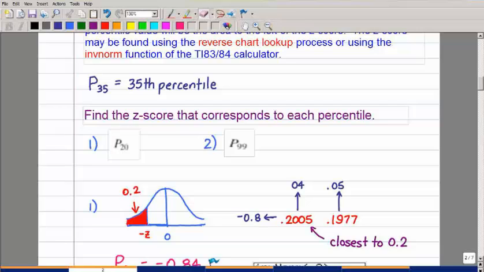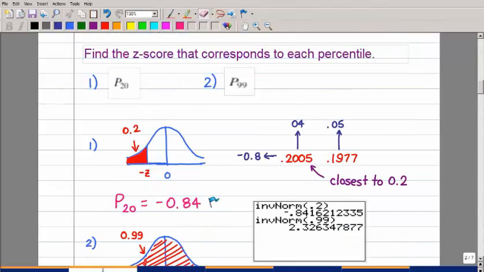And 2005 would be closest to 0.2. You could subtract both numbers from 0.2 and take the absolute value, and whichever one's the smallest would be the closest number. So I'm going to pick 0.2005, which is in the negative 0.8 row, and scroll up here, it's in the 0.04 column. So my z would be negative 0.84. And here I have a handwritten version where I show the 2005 and the 1977, and the closest to 0.2, and there it is: negative 0.84 is the z value that corresponds with the 20th percentile.